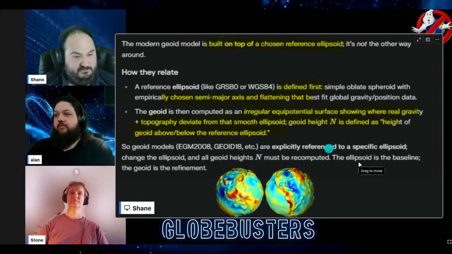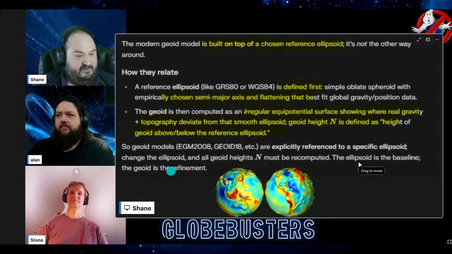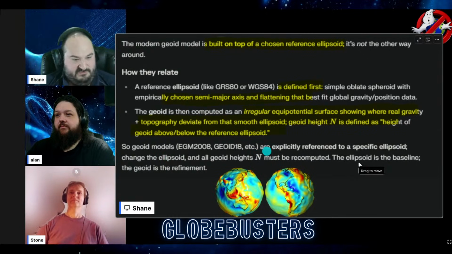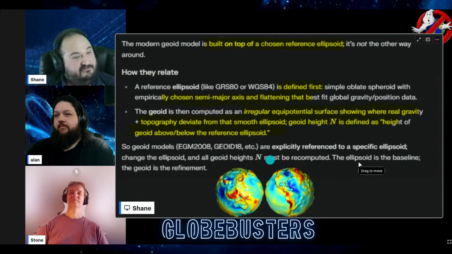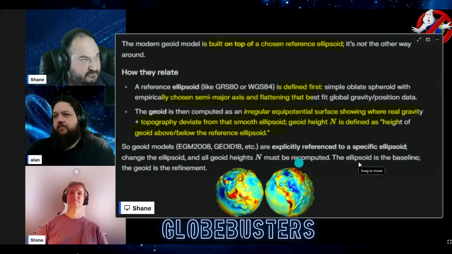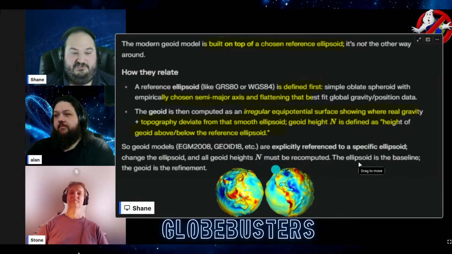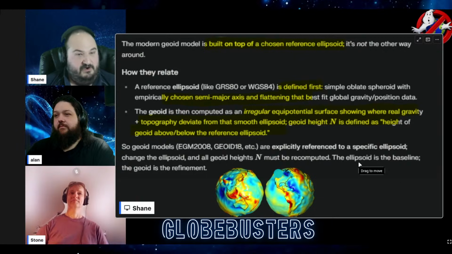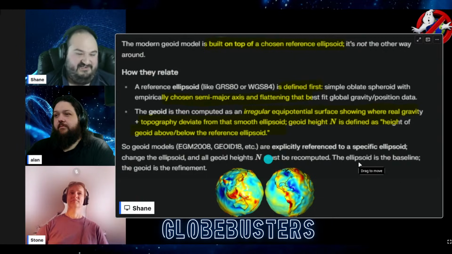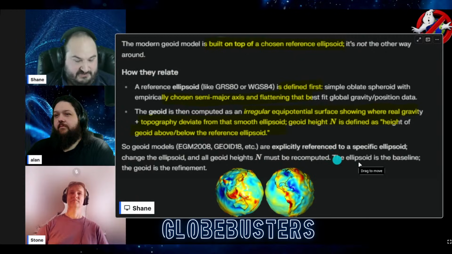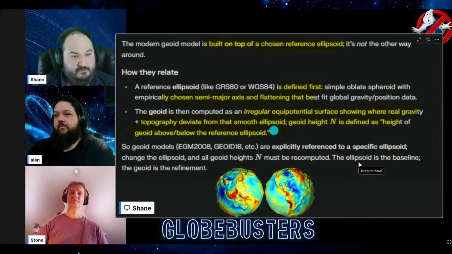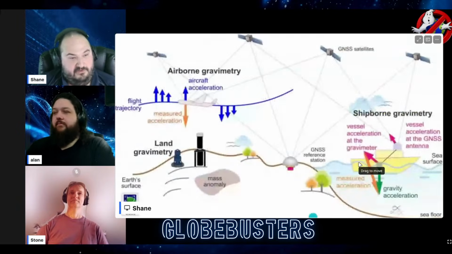So again, they explicitly reference their specific ellipsoid, and any change in the ellipsoid will change all the geoid heights. The reason this is specifically referenced is through the metric of heights, which we'll go into in a bit more specifics later. But essentially, geoid height is N in the equation, and the geoid height N is based on the ellipsoidal height underneath. So if the ellipsoidal height changes, then your subsequent additive geoid height also changes. Literally, changing the ellipsoid would change all of the heights of the geoid, and that's why they're inextricably linked.